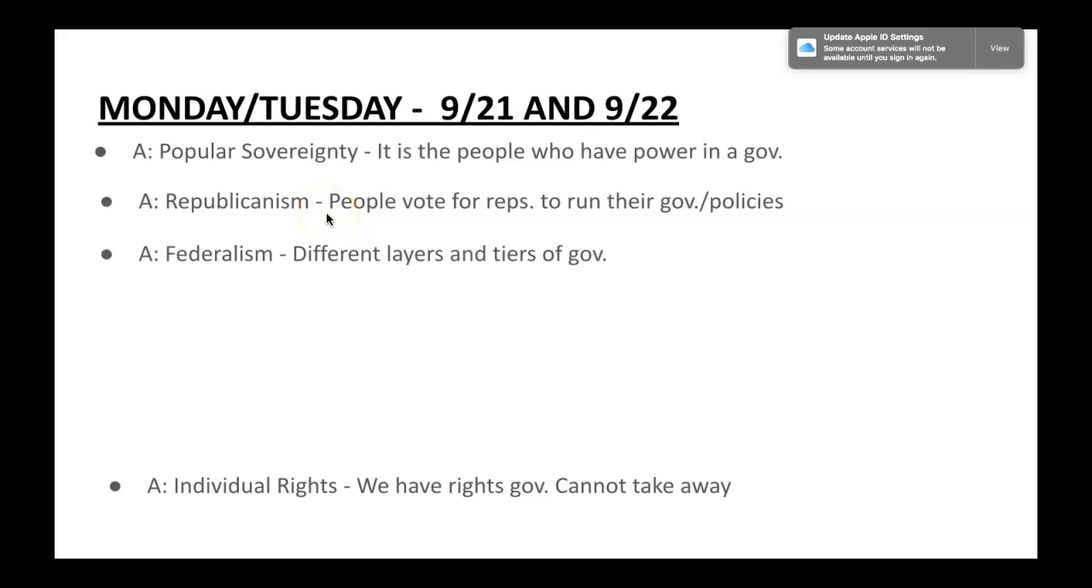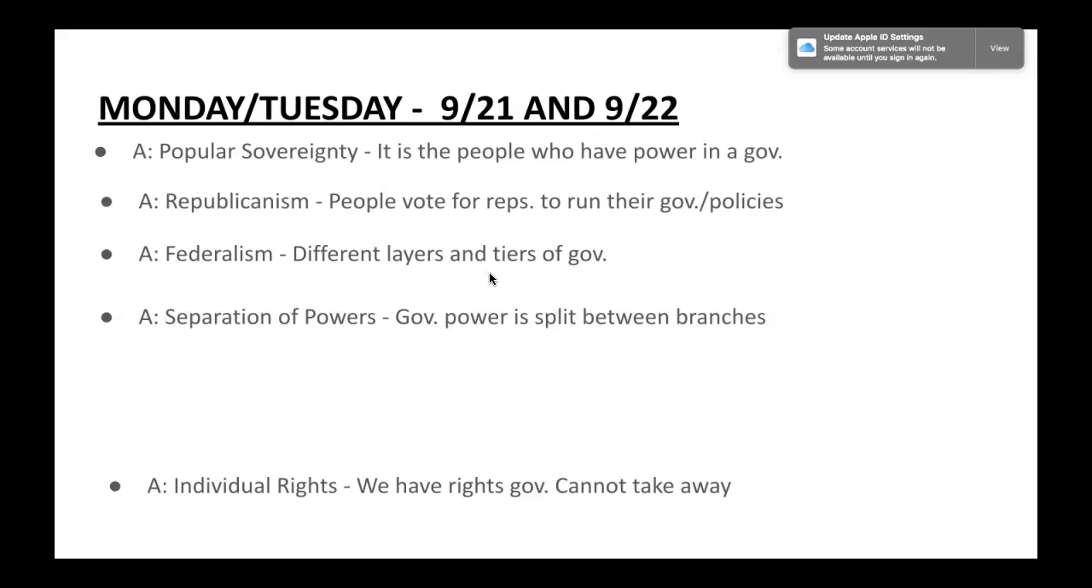Additionally, we have federalism. When you think of federalism, think about the different layers of government that we have. There's federal, state, local, and different types of minor municipalities. So these are the different tiers of government that run. Additionally, these different tiers enact certain powers and responsibilities during certain times to help and assist.